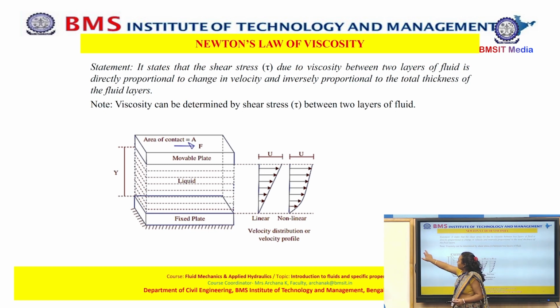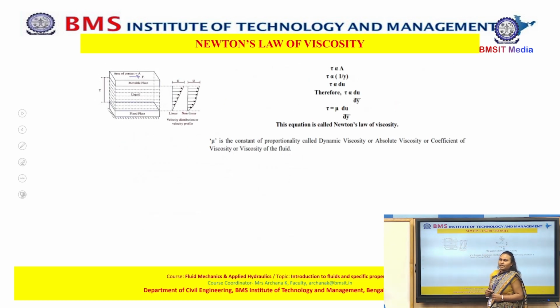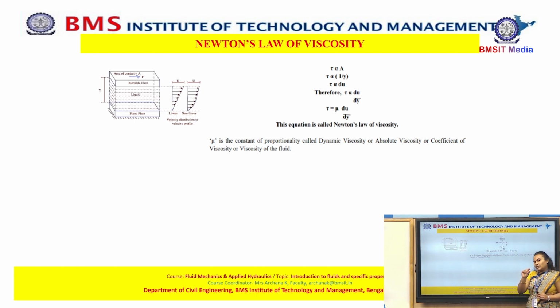Hence, Newton's law of viscosity can be stated as: the shear stress is directly proportional to the change in velocity, and it is also inversely proportional to the thickness of the fluid. That is, smaller the thickness of the fluid, larger the stress, or larger the thickness of the fluid, smaller the stress. Hence, introducing the proportionality constant, the shear stress tau can be given as mu into du by dy, where tau is the shear stress, mu is the dynamic viscosity, du is the change in velocity, and dy is the thickness of the fluid.